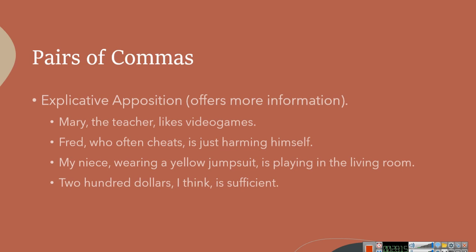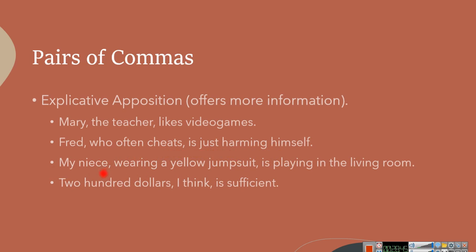Apposition comes from the Latin word apposito, which means nearby or close to. So it is the information that is close to the subject. Now let me give you another example. Fred, then we have the apposition. Which Fred? That one who often cheats. So Fred, who often cheats, is just harming himself.